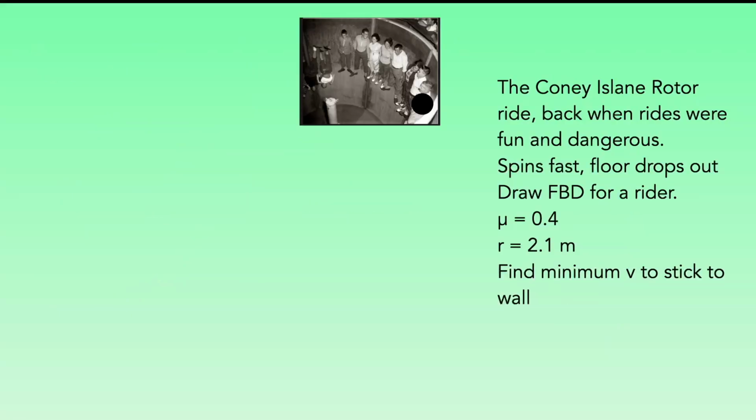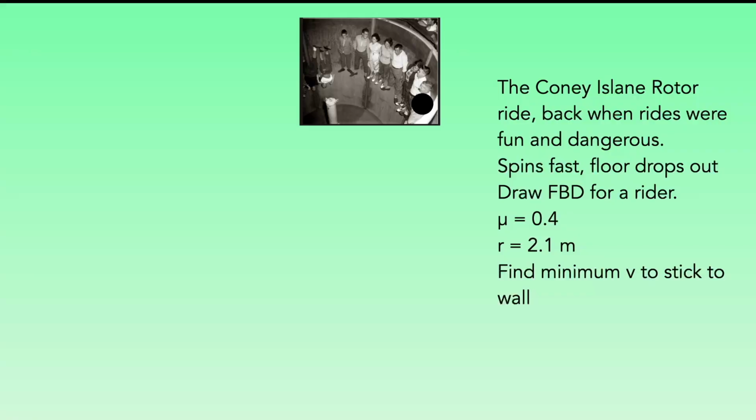This is an interesting problem. This is an amusement park ride where it's this circular room. It goes fast, fast, fast, and then when it gets really fast, the floor drops out. So they're just hovering there. I shouldn't say hovering, they're pressed against that back wall, or more to the point, the back wall is pressed against them. They spin fast.